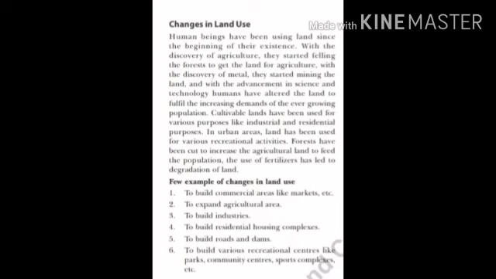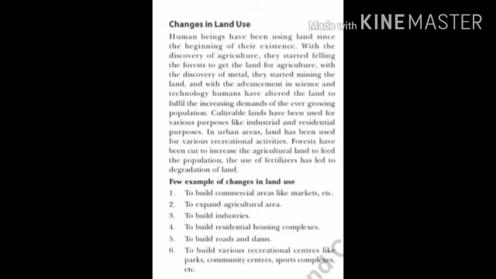And now let's see some examples of changes in land use. So first, to build commercial areas like markets, to expand agricultural area, to build industries, to build residential housing complexes, to build roads and dams, to build various recreational centers like parks, community centers, sports complexes, etc. For these we cut down the trees and clear the forest. And now we will discuss landslide.